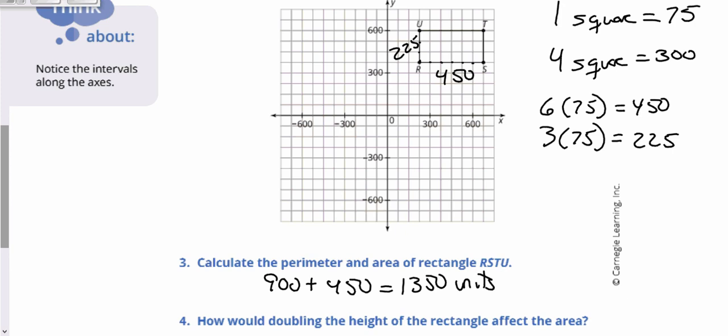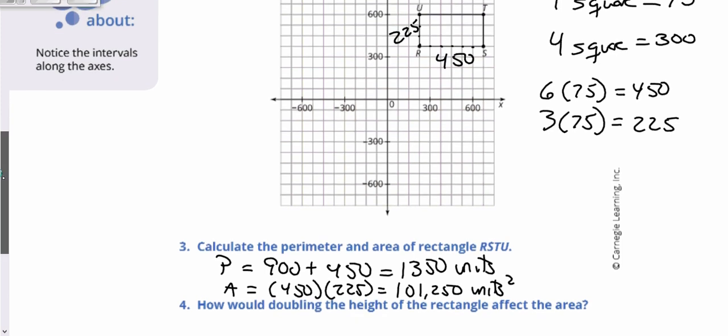Okay. And then for the area, so that's perimeter. So area then is going to be 450 times 225, which I won't make you get your calculator out for, but 101,250 units squared. Okay. All right. So the question then is, what would happen if you double the height of the rectangle? How would that affect its area?